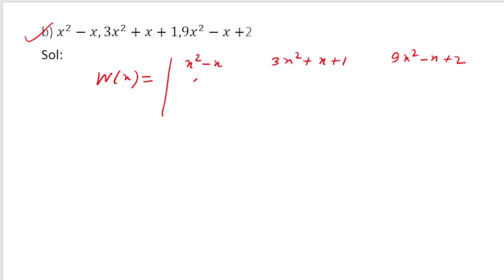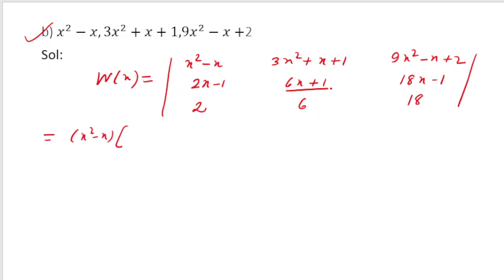Second, I need to differentiate it, so I will get 2x minus 1, here I will get 6x plus 1, and here I will get 18x minus 1. Then I differentiate this, so I get 2, I get 6, and I get 18, right? So I hope up to this there is no doubt. Now to evaluate it, I am expanding it about the first row, so x squared minus x, right?